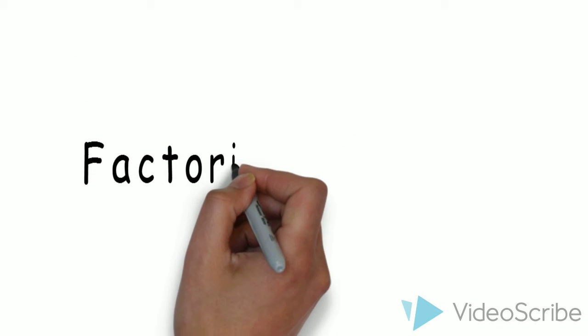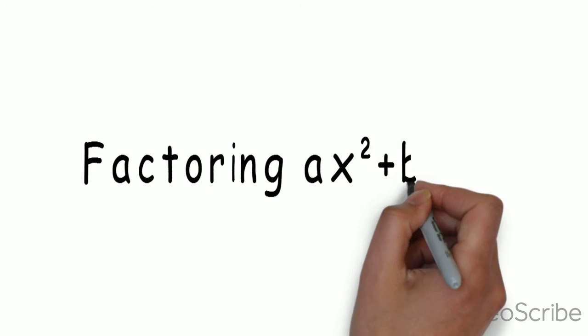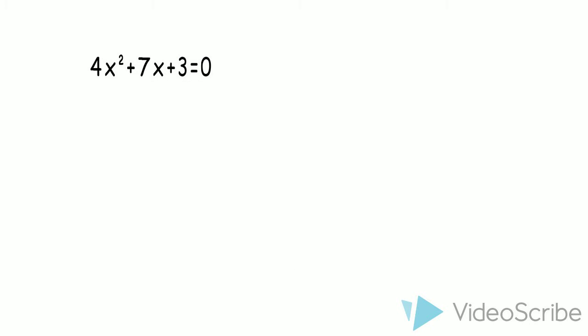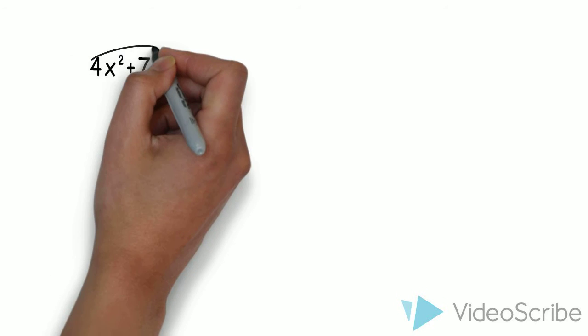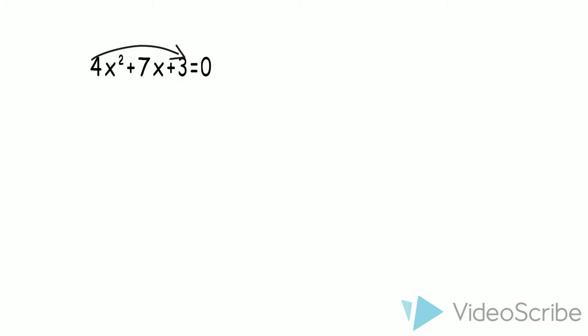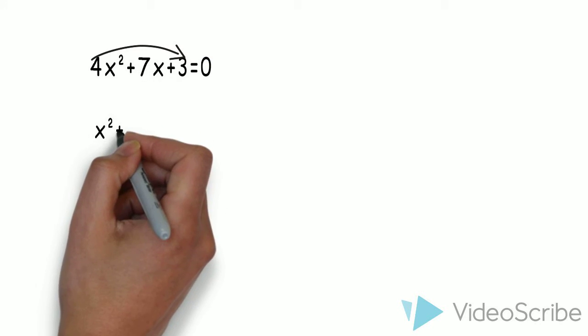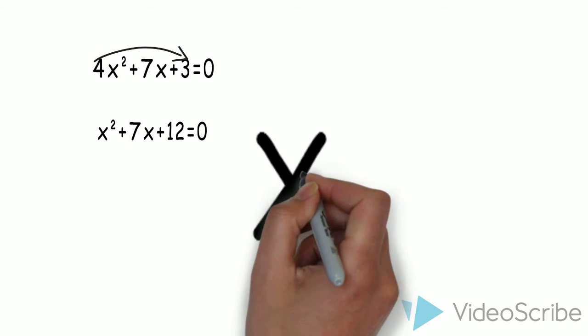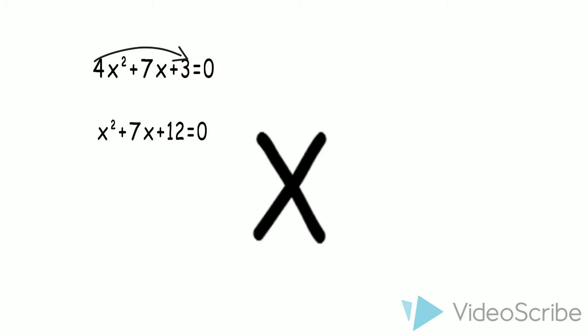Next, I will show you how to factor and solve ax squared plus bx plus c. An example is 4x squared plus 7x plus 3. For factoring this, use the method slide, divide, bottoms up. First, you slide a to c and multiply them. You get x squared plus 7x plus 12. Now draw an x and factor.